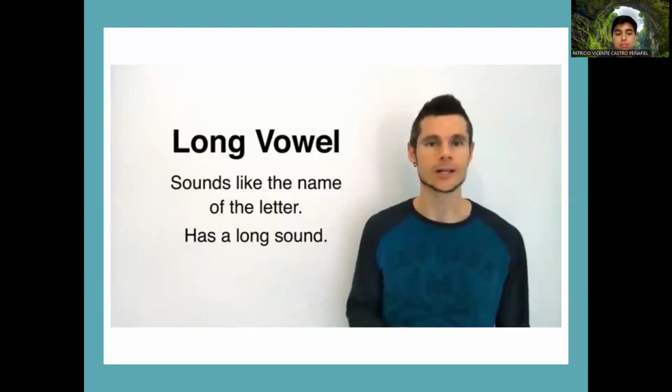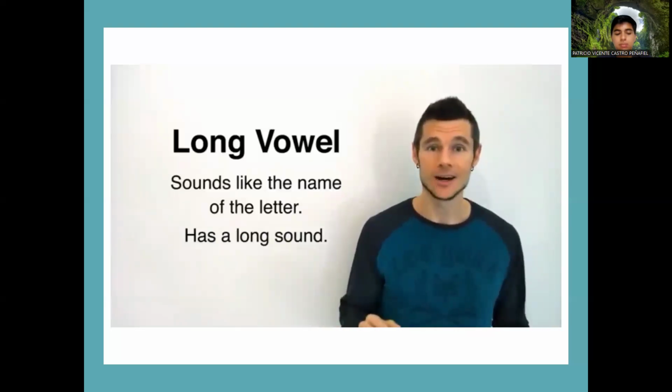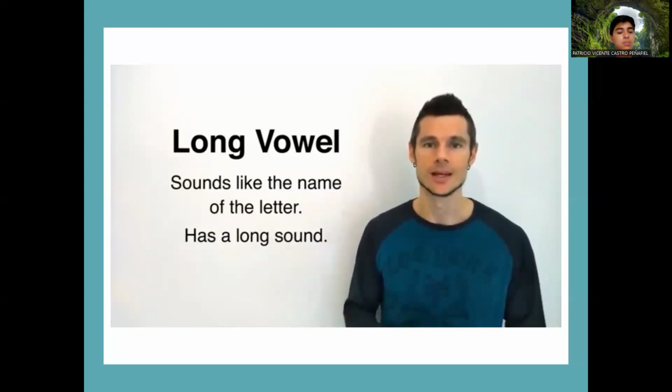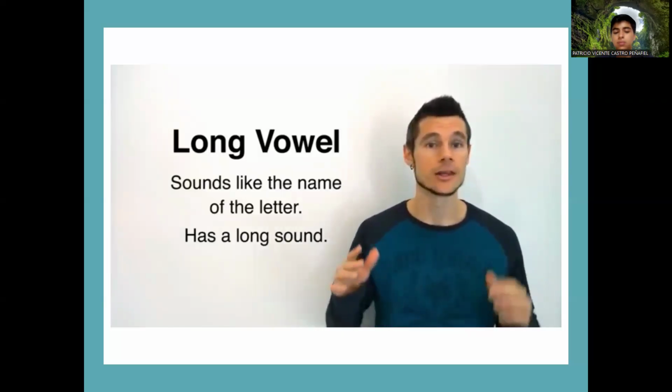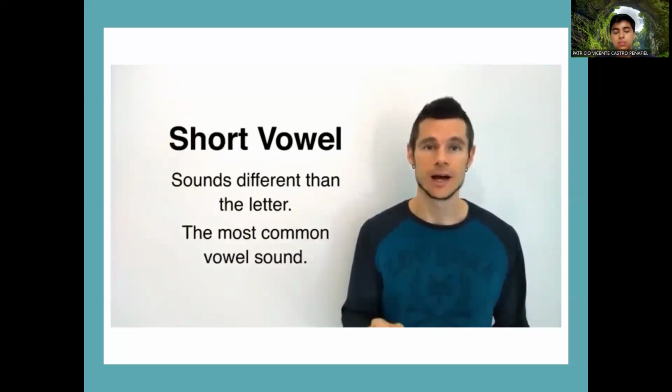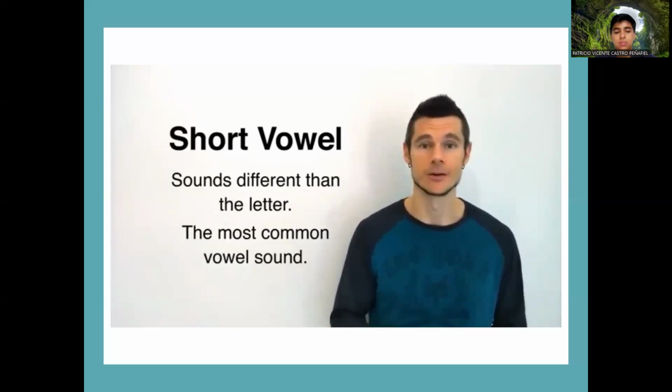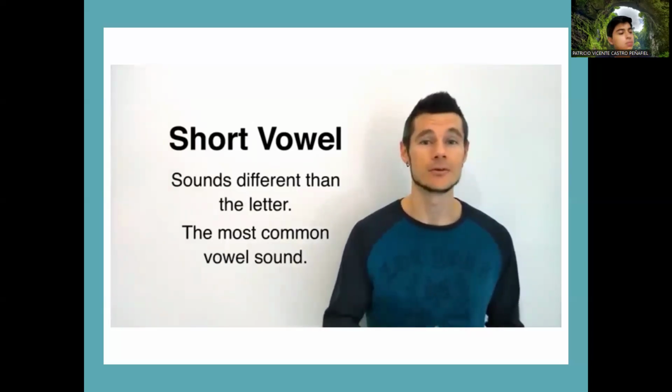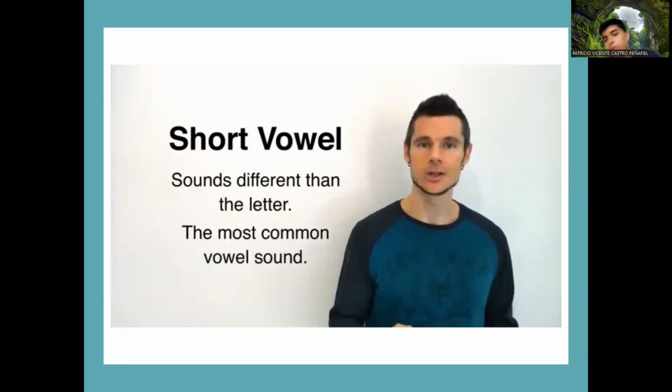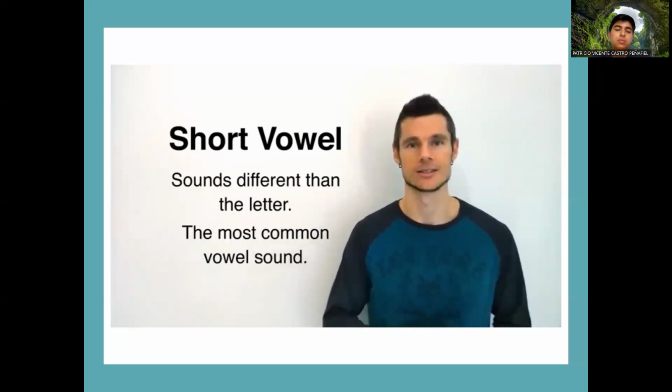So, what are long and short vowels? A long vowel sounds like the name of the letter. It usually has a longer sound than short vowels. A short vowel has a different sound than the letter. These are usually the most common vowel sounds. Let's look at the short and long vowel sounds.